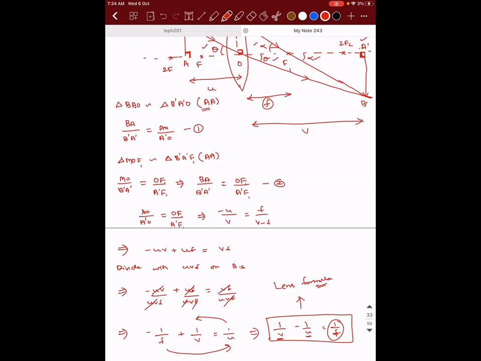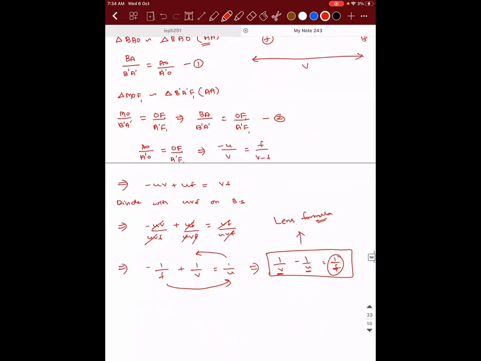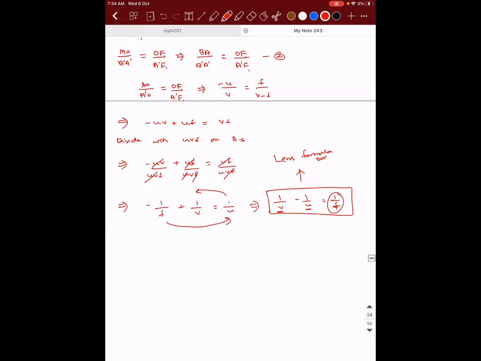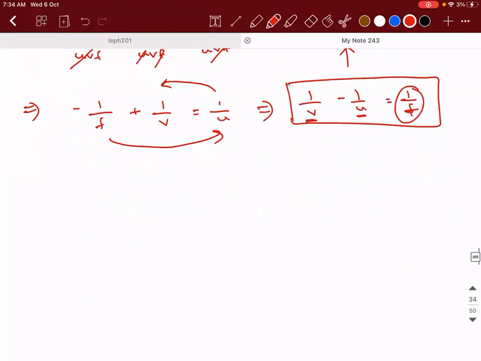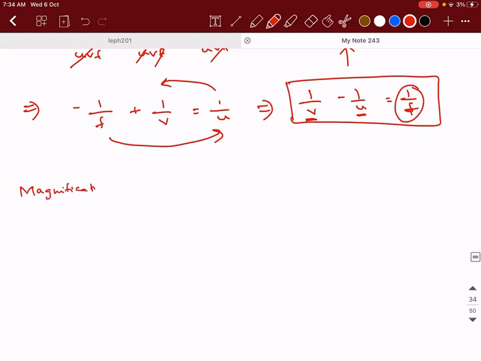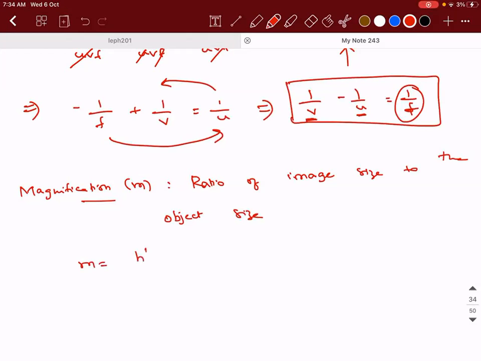Okay, you're done. Yes, sir. So for today, one last point. The last point with respect to this is magnification. So how do you define magnification? Magnification, M is defined like this. It is defined as the ratio of image size to the object size. So M will be equal to H dash divided by H naught. Correct?